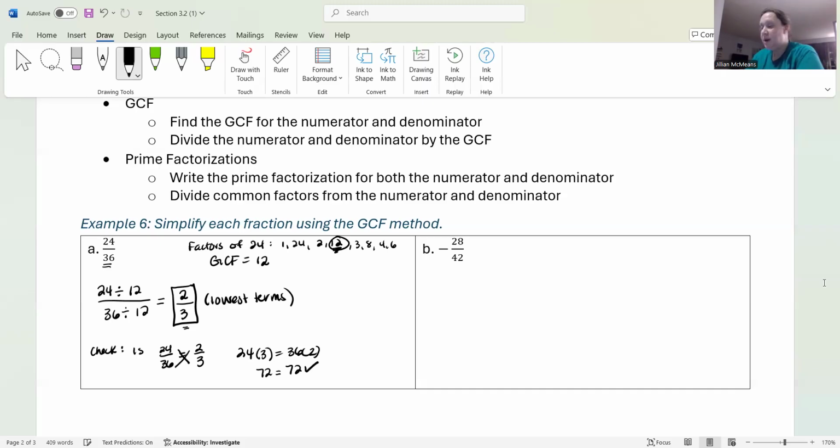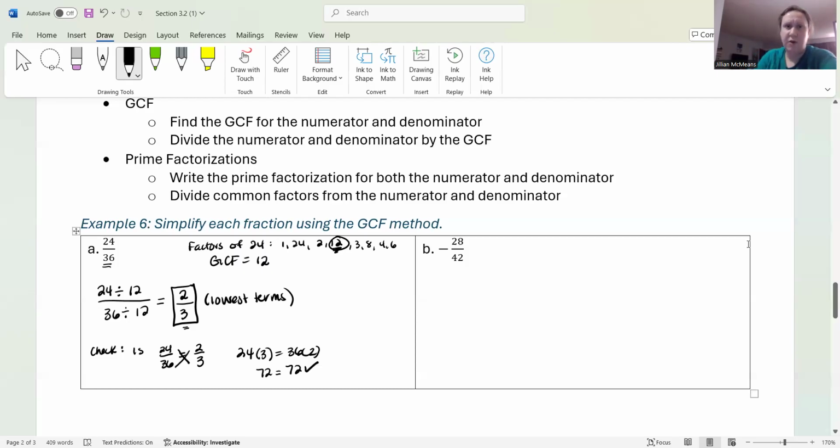Okay, so next up for part B, we have a negative fraction. Now, when you have a negative fraction, that just means the reduced version is going to be negative. So we're just going to carry the negative over. Don't worry about it when you're looking at the GCF and all that stuff. So let's look at 28 and 42. So we ask ourselves, does 28 go into 42 evenly?